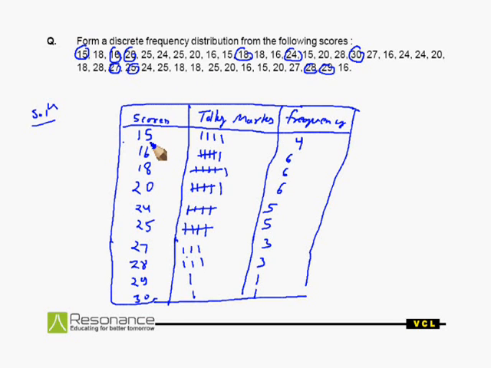First of all, we write down the different scores in ascending order in the first column, then we write down the corresponding tally marks in the second column, and in the next column we write down the corresponding frequency for the given scores. So in this way we can represent any information in the form of a frequency distribution table. Now we move to the next problem.